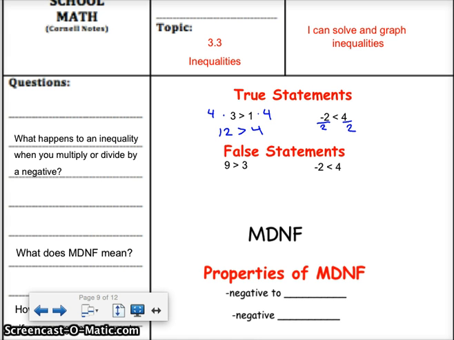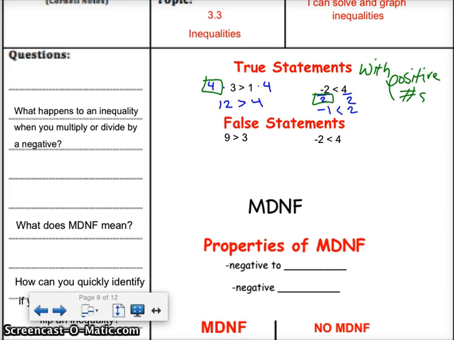Negative 2 divided by negative 2... sorry, negative 2 divided by 2 is negative 1. Is that smaller than 2? Yes. Now notice what I did. Positive, positive. So it's true when I did something with positive numbers. Meaning I can multiply an inequality, I can divide an inequality by a positive number, and it maintains its truth.